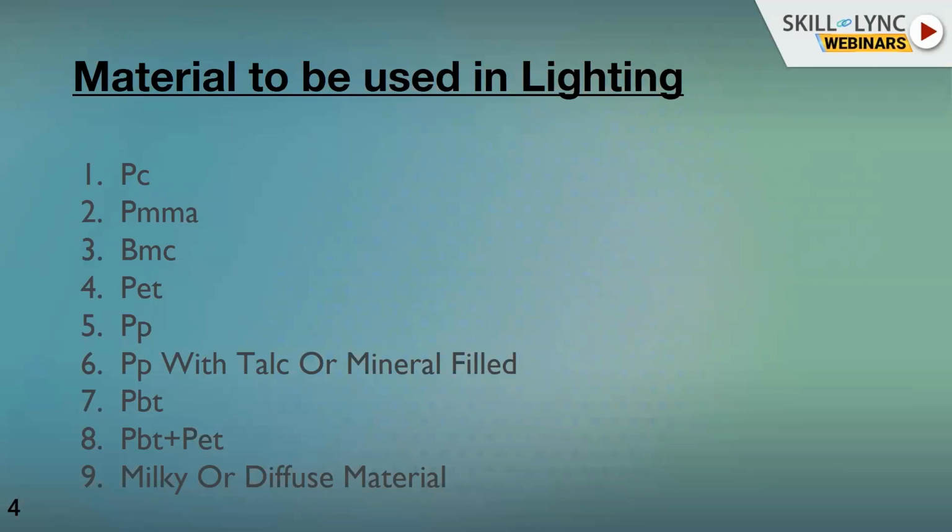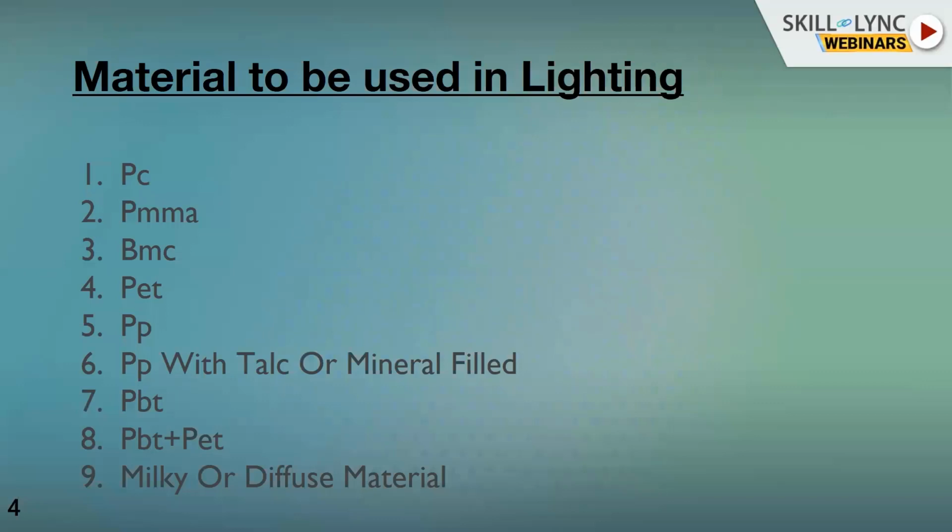Like, for example, if you are making an outer lens for the headlight, then PMMA is not a suitable material. You have to choose PC. And likewise, if you are modeling the tail light, then PMMA is always the recommended material, and PC is not suitable for tail lights. While in some cases you may be able to choose PC for the tail light also, but in 90 or 95% of cases, PMMA is the recommended material.